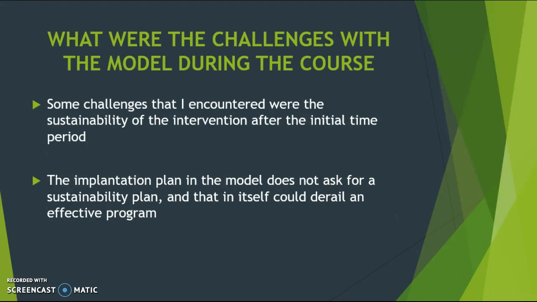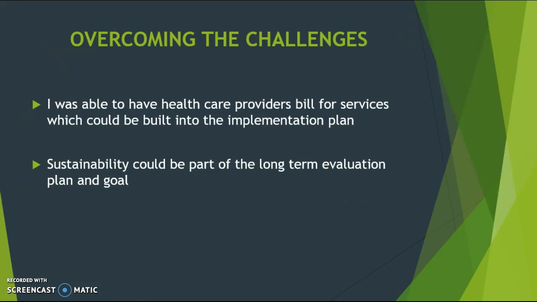Some of the challenges: I wasn't looking to have a sustainability plan, and I think that was a big challenge of mine. The implementation plan itself did not ask for a sustainability plan, and that could derail an effective program. So how did I overcome this? I was able to suggest that healthcare providers bill for their services, and that would support long-term sustainability of our program in Wilcox County.